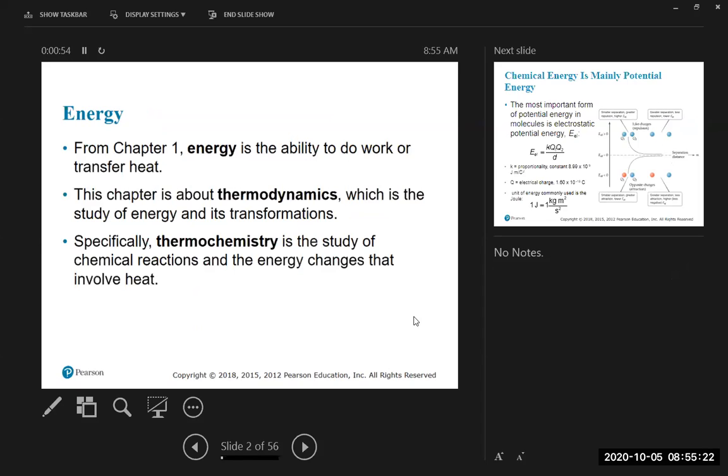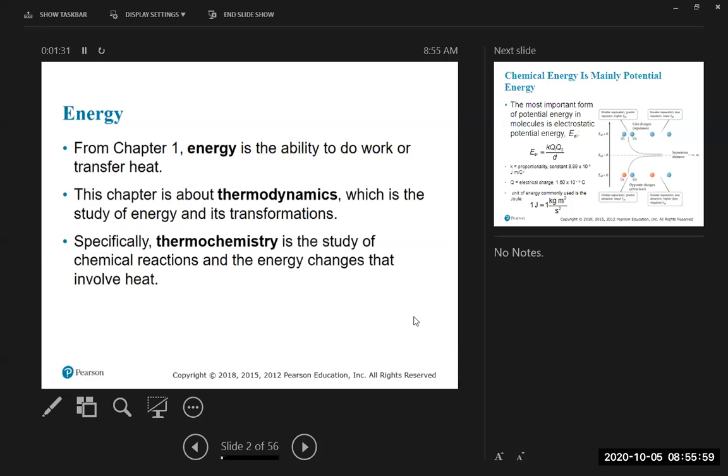In this chapter, we're going to start talking about thermodynamics. Thermodynamics is a whole topic in chemistry that deals with studying energy and its transformations. For the most part, when we talk thermodynamics and thermochemistry, we're talking about heat movement, okay? Putting energy in, energy coming out. So putting heat in, heat coming out. You'll hear terms like exothermic and endothermic.